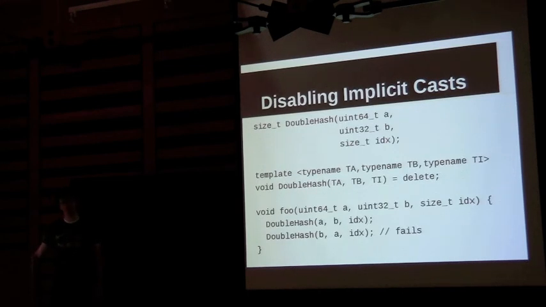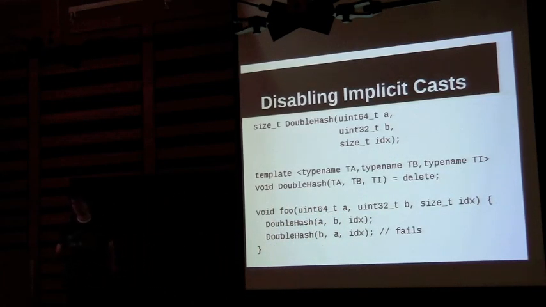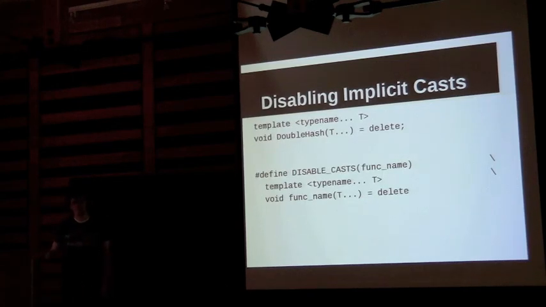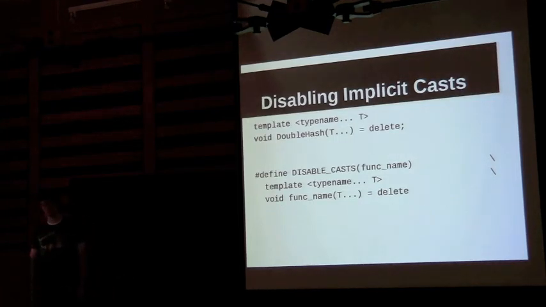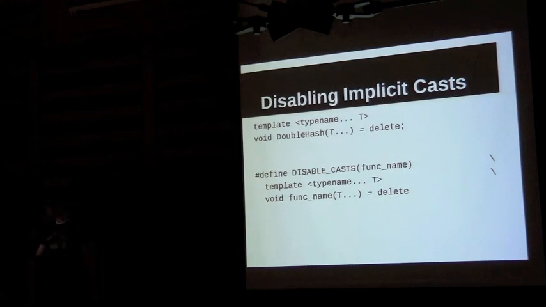Now you could actually do the same thing in C++03 if you get rid of delete. So if you don't write delete equals delete, then you'll have a function that is not defined and you'll get a link error. So that's something. Better errors are nice though. So you could also do this. You could say, I want to take a variadic number of template arguments and delete anything. That's cool. That allows you to make like a macro that says disable casts of that function, because you don't care what the return type is, and you delete whatever you want. This works for anything, which is pretty nice. And it makes for actually pretty readable source code. If you say I'm disabling all implicit casts for foo. Cool.